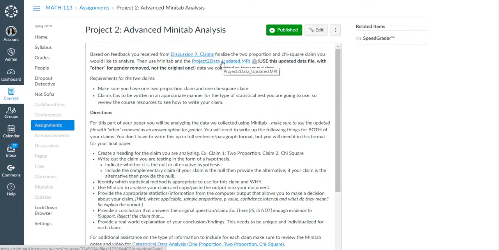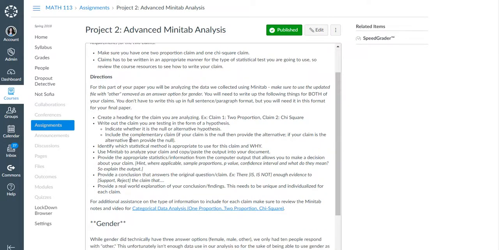Then here, remember, use this data. So remember I just said this is the updated data set where other for gender has been removed. So this is the one you would use for the rest of the project. This is the data set you should use. Okay, so moving forward, this is the data set you use.